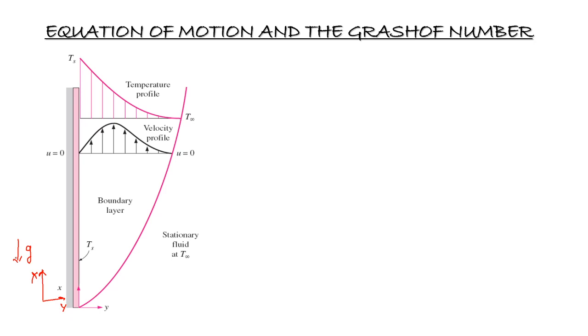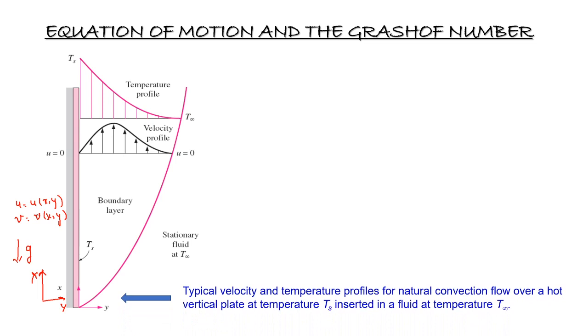The velocity within the boundary layer is two-dimensional. That means the velocity component u is a function of x and y, and the velocity component v is also a function of x and y. So this is a two-dimensional velocity. This is the typical velocity and temperature profile for natural convection flow over a hot vertical plate at temperature Ts inserted in a fluid at temperature T infinity. T infinity is the temperature of the stationary surrounding fluid. Plate temperature is Ts. Because of the no-slip condition, take the concepts of the hydrodynamic boundary layer.